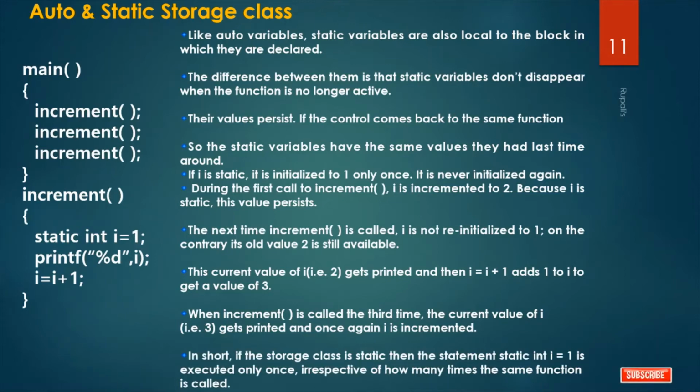So in short, we can say that if the storage class is static, then the statement static int i equals to 1 is executed only once, irrespective of how many times the same function is called. So this is the difference between auto and static storage class variable. The value persists between different function calls.